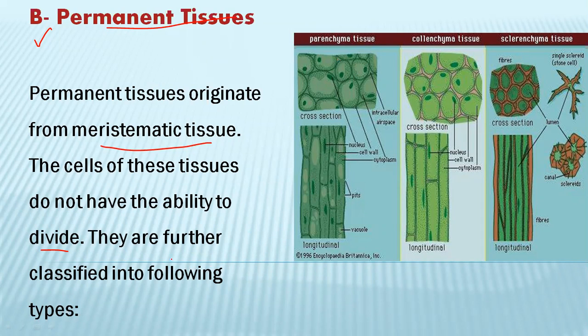You can see there are certain types of permanent tissues which are present in the plant. They perform different types of functions. We'll talk about that in the next slide. One is parenchyma tissue, another is collenchyma tissue, and then sclerenchyma tissue.